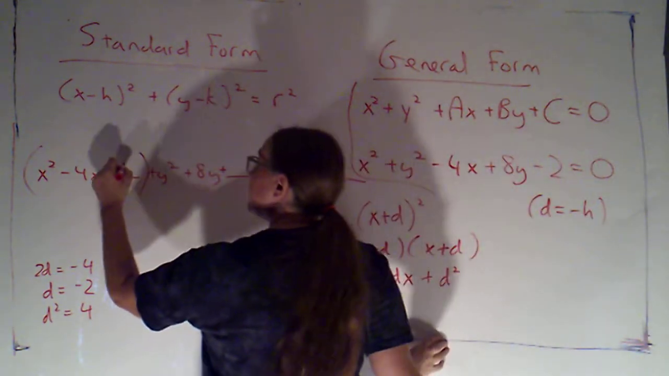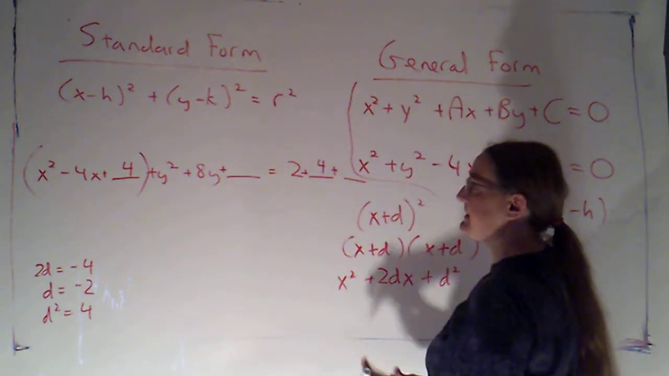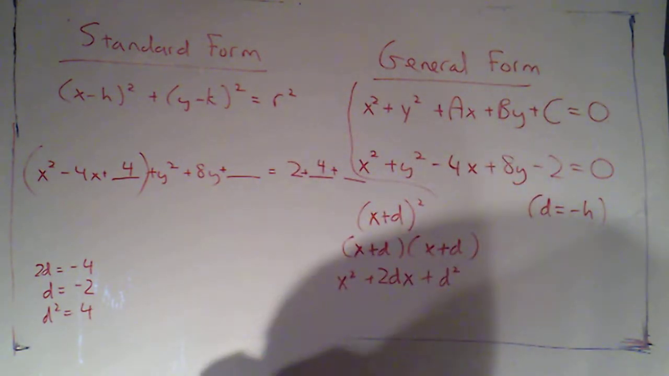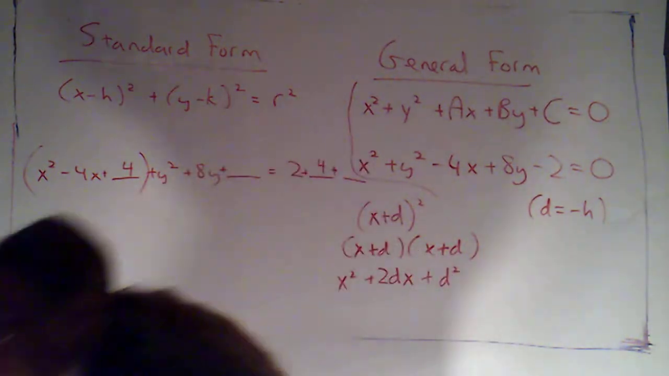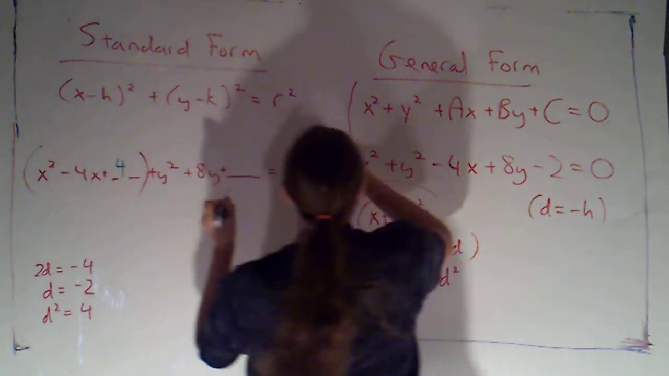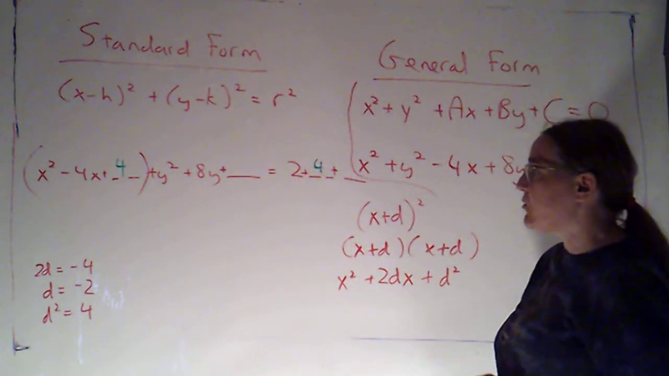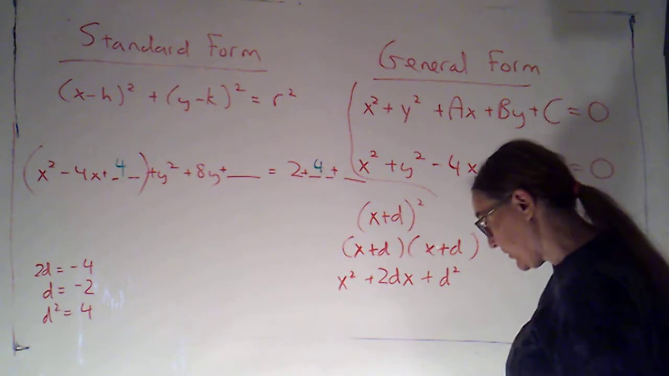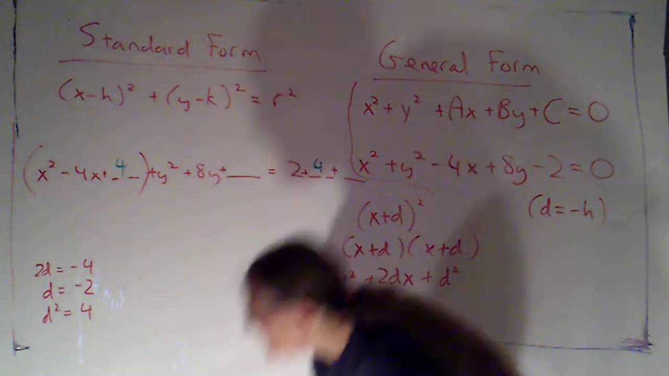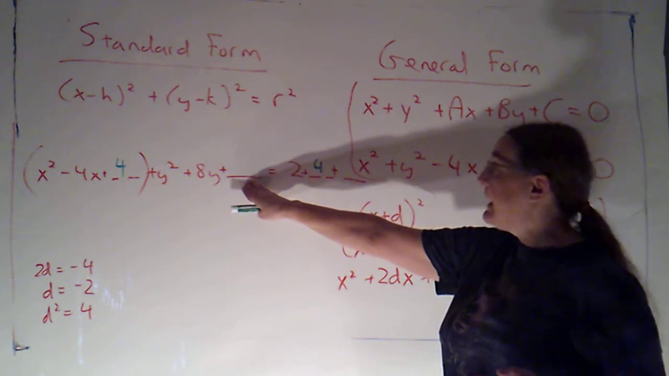So I'm going to add in a 4 here, but then I'm going to add a 4 to the right-hand side of the equation as well. And in fact, let me do that in a different color so that it's clear that I'm changing both sides of the equation by adding that 4. Okay, then I want to do the same thing here.